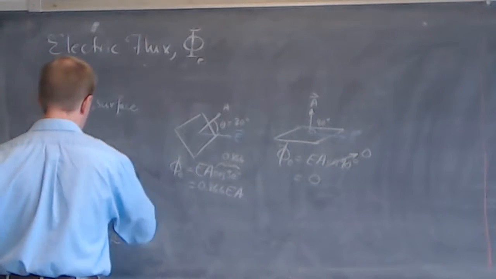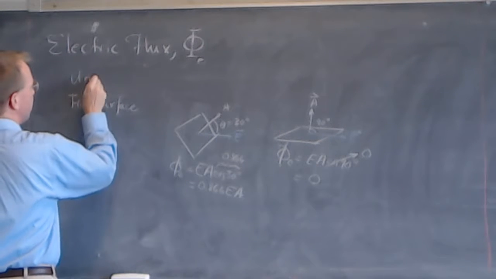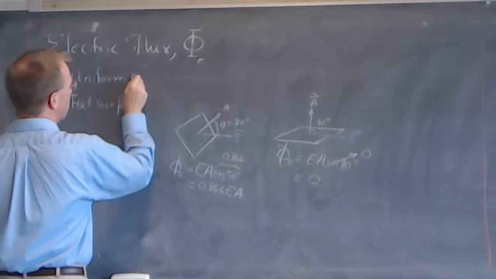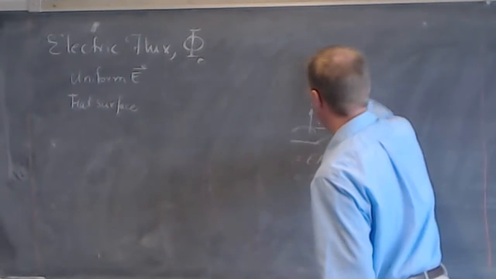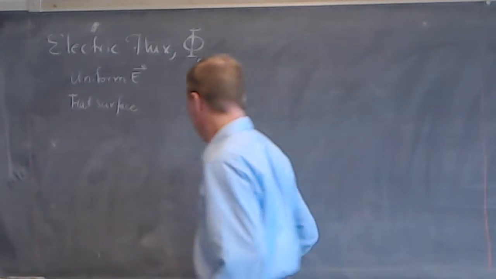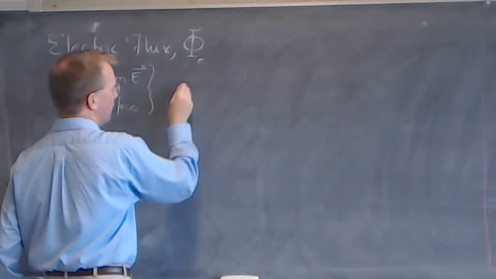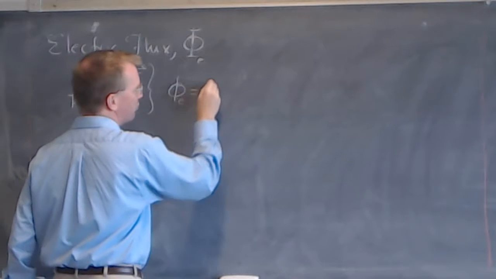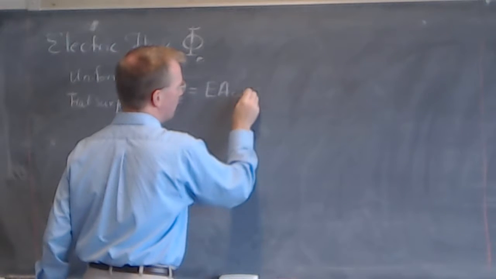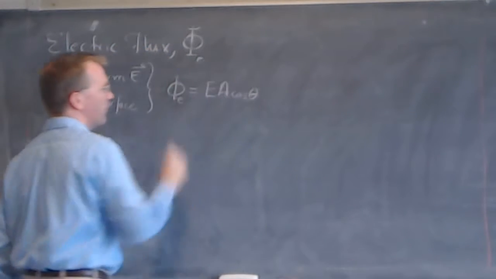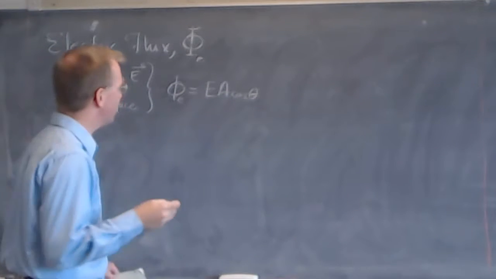Let's see. In the case of a flat surface and a uniform field, then what we get is the flux is equal to EA cosine of theta, the angle between them. But look, there's a better way we can do this, a more compact way.